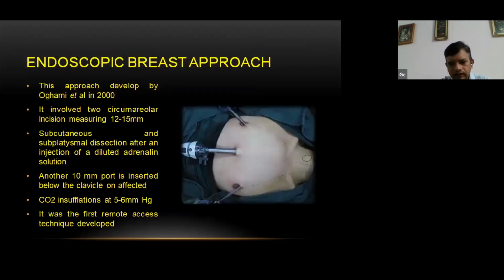if you see this technique, here there are three ports, one is the central port and two in the supraareolar. But the central port is at the sternum or in the midline, so the chances of scar keloid formation are very high. And second thing, it's a three port technique, and removing the specimen is difficult through this technique. So you have to enlarge this midline incision, and this big incision develops keloids.